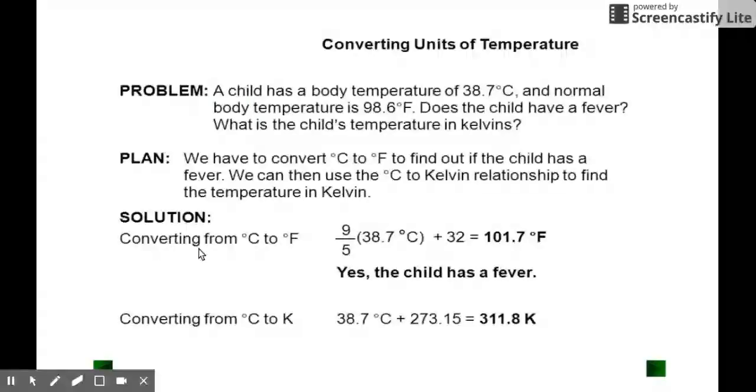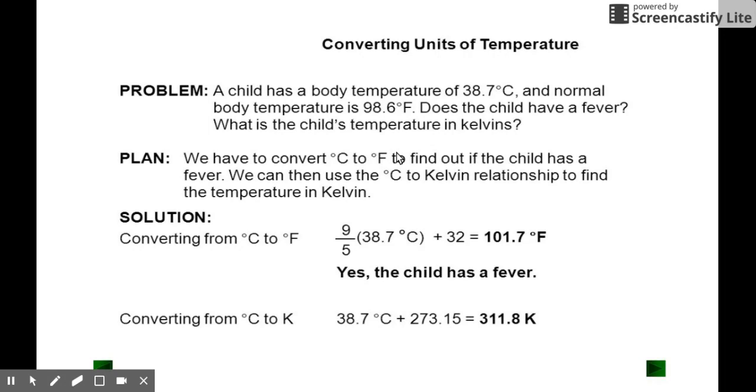So this is a sample problem of converting the units. A child has a body temperature of 38.7 degrees Celsius and the normal body temperature is 98.6 degrees Fahrenheit. That's normal, but the temperature units are different. Does the child have fever? So how do we know? And then what is the child's temperature in kelvins?